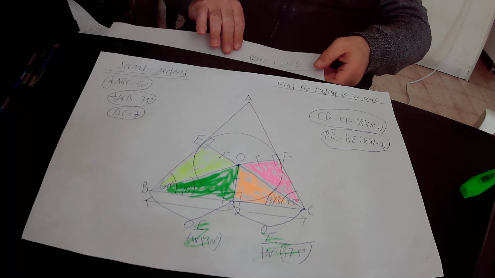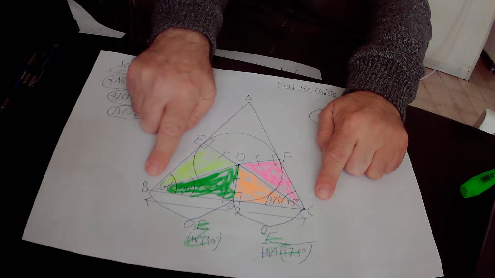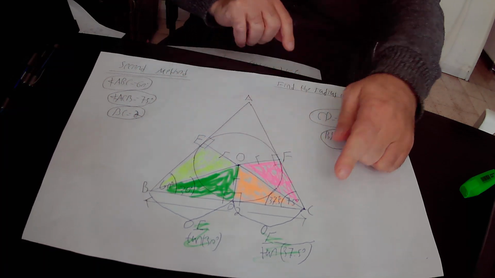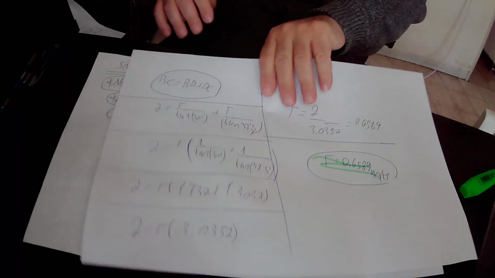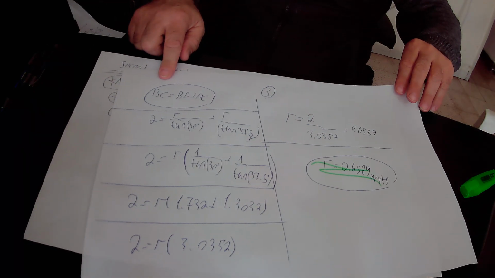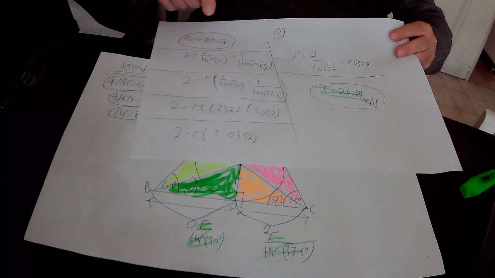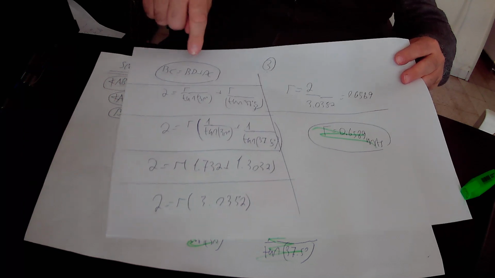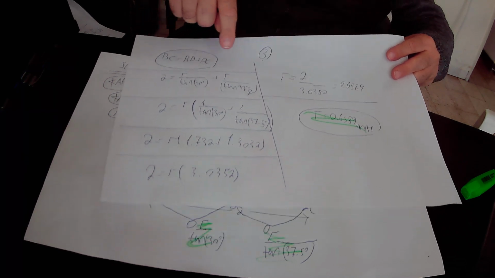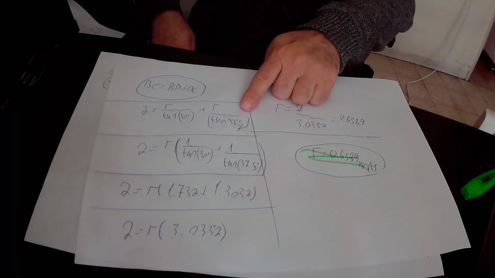Then from the drawing it is very easy to see that BC equals BD plus DC. Again, BC equals BD plus DC. BC is 2 according to what is given in the question. BD equals R over tan 30 degrees. And DC equals R over tan 37.5 degrees.